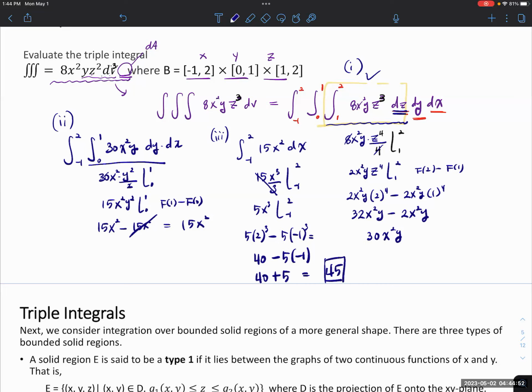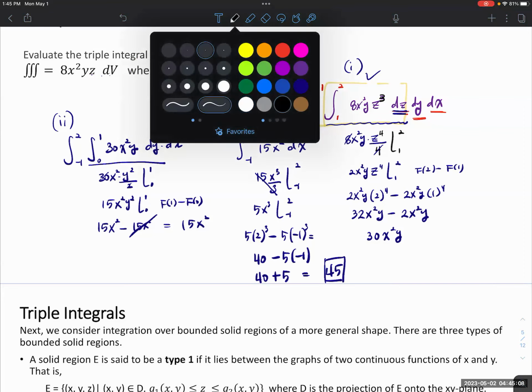So that's the volume when you're taking the triple integral with respect to x, y, z. So let me just change this one. And then this one was a 3. Okay, so that's a triple.